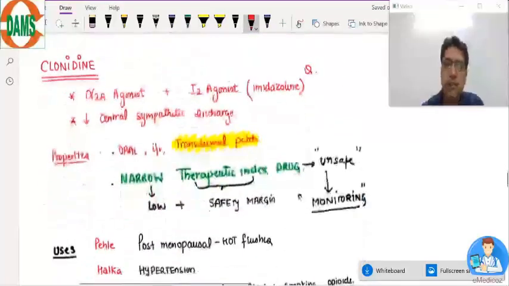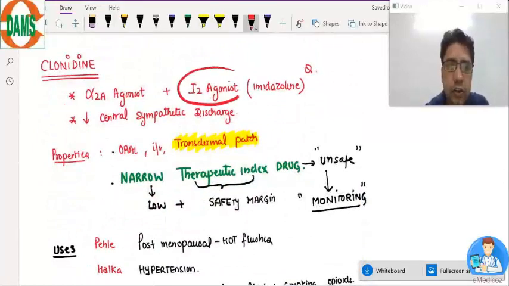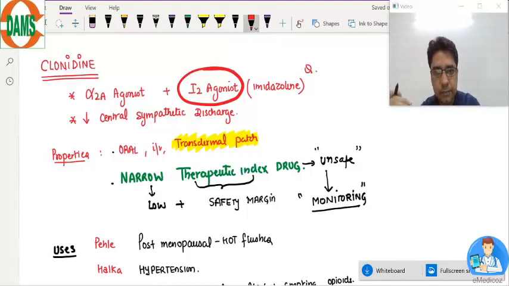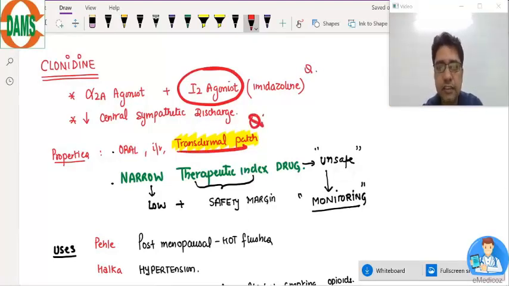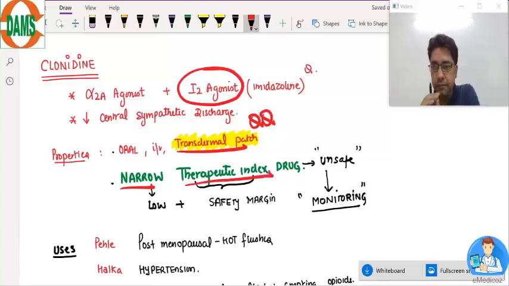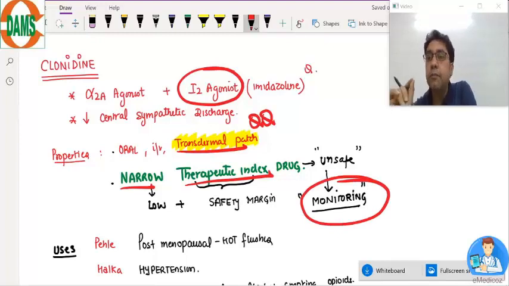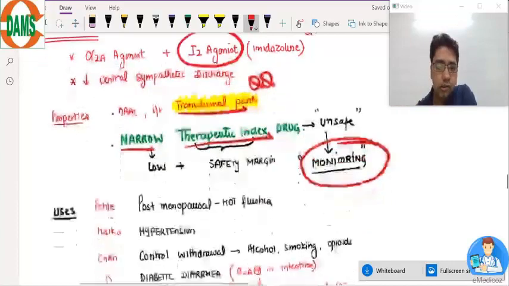Clonidine. Clonidine also acts on the I2 receptor. Apart from this, it reduces central sympathetic discharge. It can be given orally, IV, as well as transdermal patch. It has a narrow, that means low, therapeutic index, meaning safety margin. And any drug which has a narrow safety margin requires monitoring. Okay, how we will do monitoring, we will discuss in general pharma.